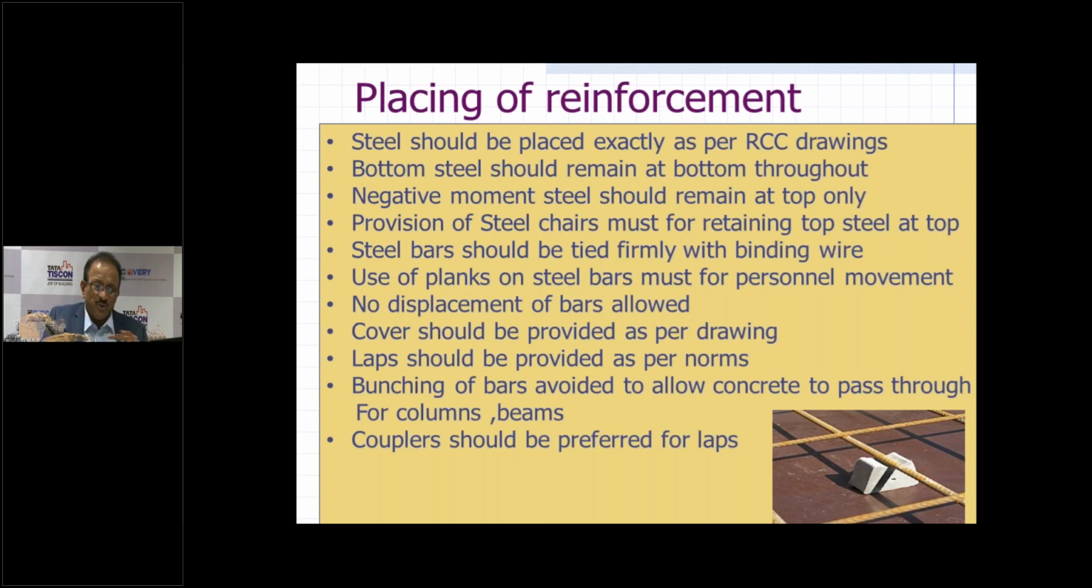These couplers join two bars together, and the coupler is not a very big one. It's hardly a 2 to 3 inch long piece which is threaded from inside, and the bar is also threaded, and the bar is connected through the coupler, and that saves a lot of steel quantity. Just imagine, in bending you have to provide roughly 60 to 65 times the diameter of the bar. That is the lap length you have to provide.